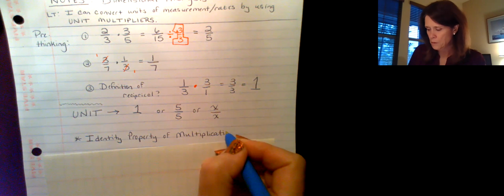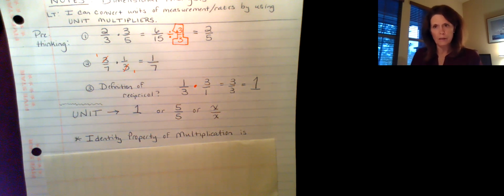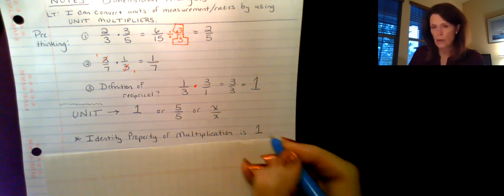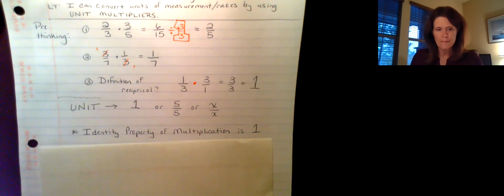And multiplying, what number can we multiply something by and have it maintain its identity? It's 1. Now the additive identity would be, we could add 0 and it wouldn't change, right? We're going to focus on multiplicative identity properties today.